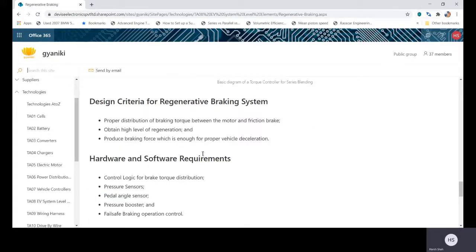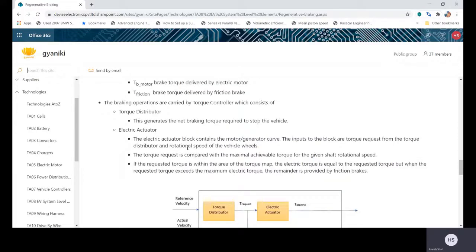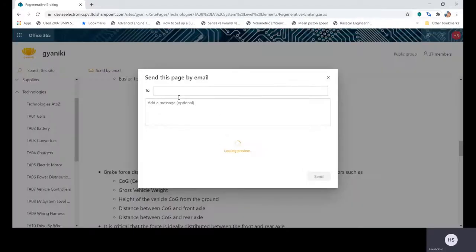And let's say that I have gotten into this section of regen braking and I would like to share it with somebody, a colleague maybe who is already a subscriber of Gyaniki, or you would like for that person to take a look and maybe register to become a subscriber. All you have to do is go to this send by email section.